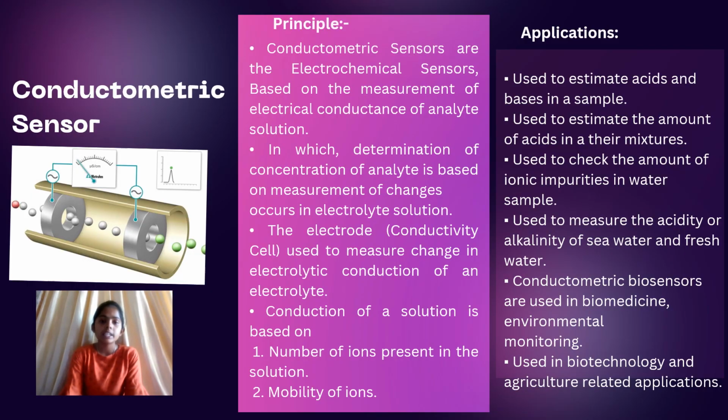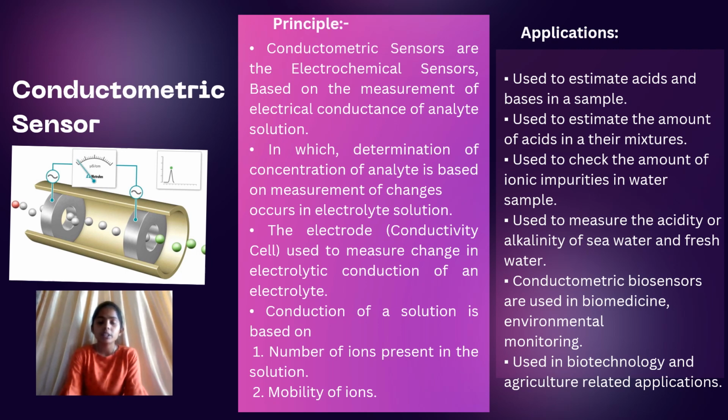Conductometric sensors. Its principle: conductometric sensors are electrochemical sensors based on the measurement of electrical conductance of the analyte solution, in which determination of the concentration of the analyte is based on measurement of changes that occur in the electrolyte solution. The electrode, meaning the conductivity cell, is used to measure change in the electrolytic conductance of an electrolyte. Conduction of a solution is based on the number of ions present in the solution and the mobility of ions.